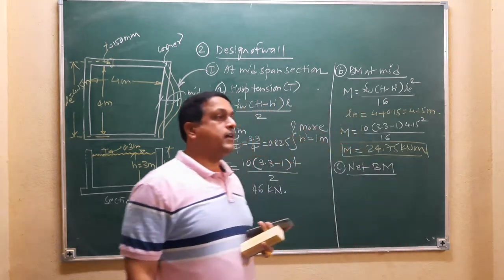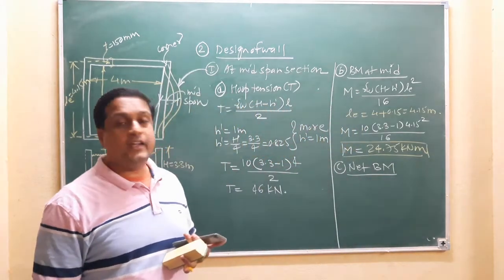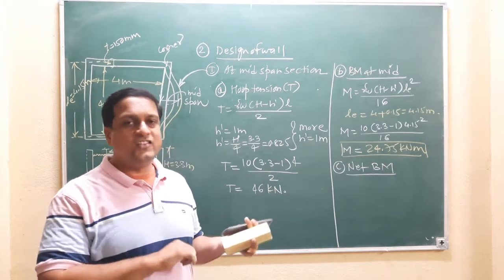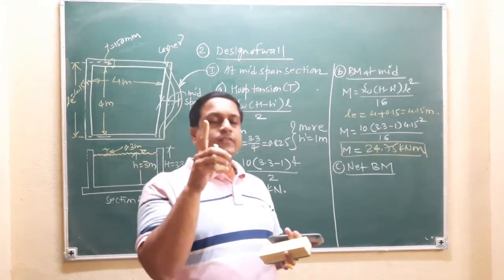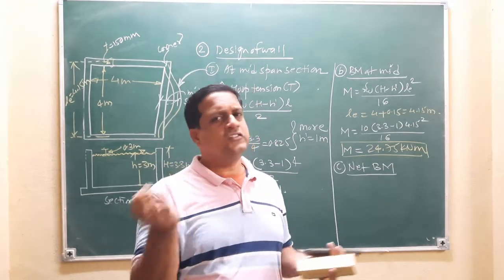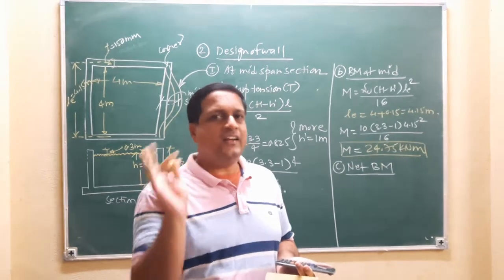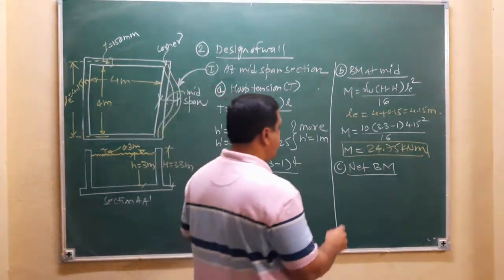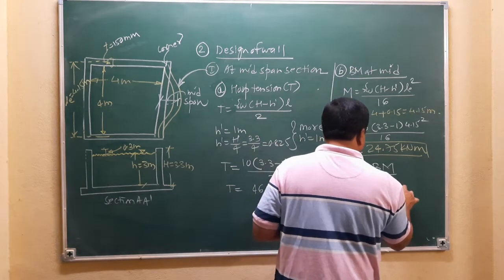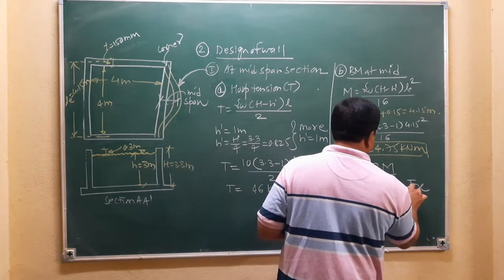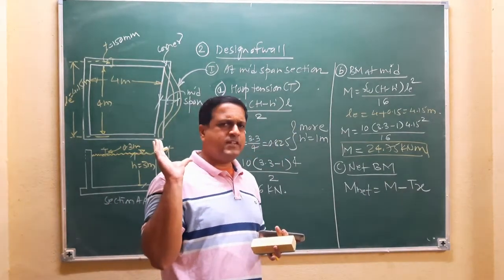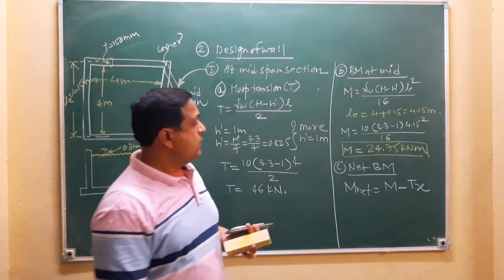Again, I want to remind you, you have to follow 4 steps in design of wall at each location: 1, hoop tension; 2, bending moment due to that hoop tension; 3, net bending moment for steel. That's it. So what is net bending moment? M net is equal to M minus Tx. Same steps you have to follow.